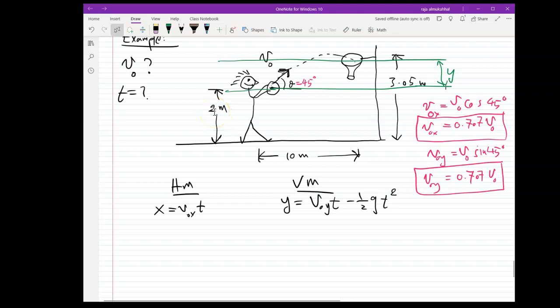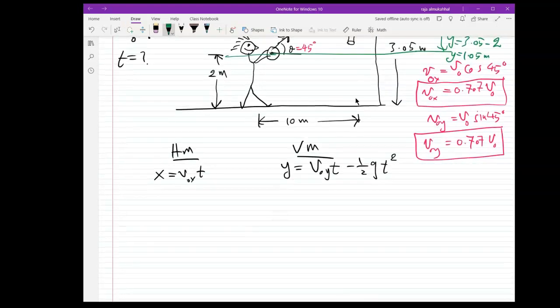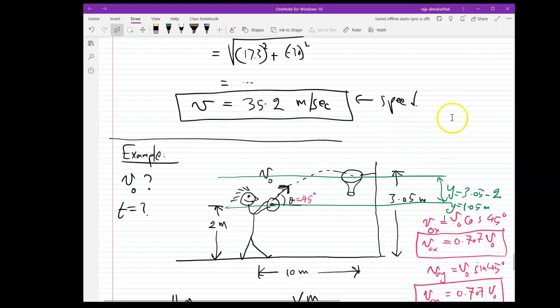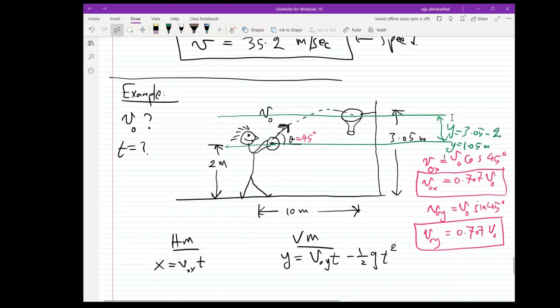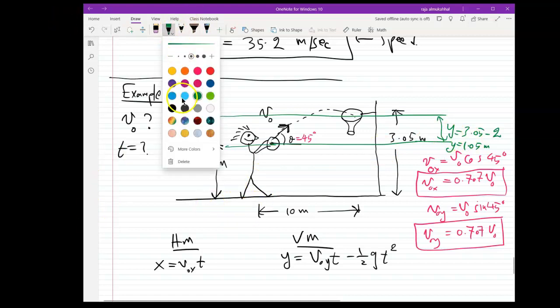Now, the question is this number, here, let me write it down. So that would be 3.05 minus 2, which is 1.05 meters. Now, here is the question. This number that I'm talking about, this 1.05, is it positive or negative? Sorry. Is it positive or negative? The answer is positive, because why is it positive? Let me change the color. Put a blue, maybe.